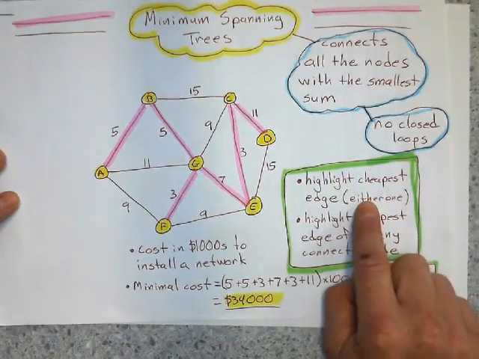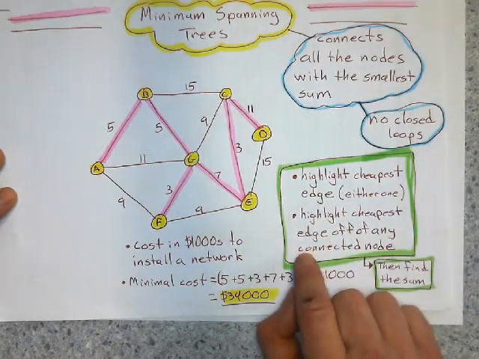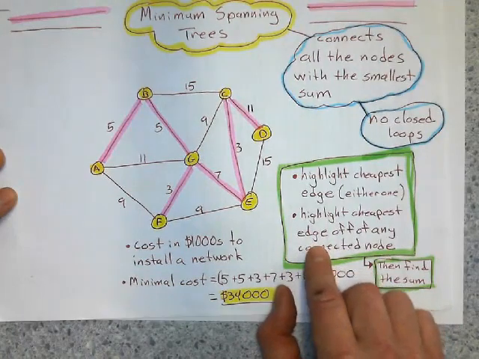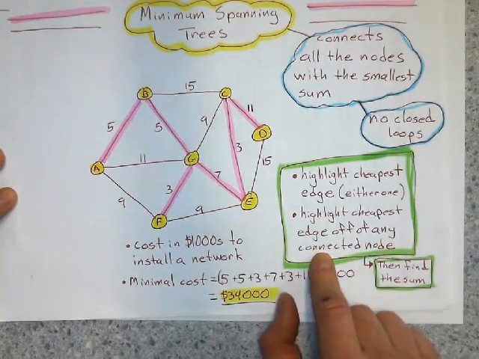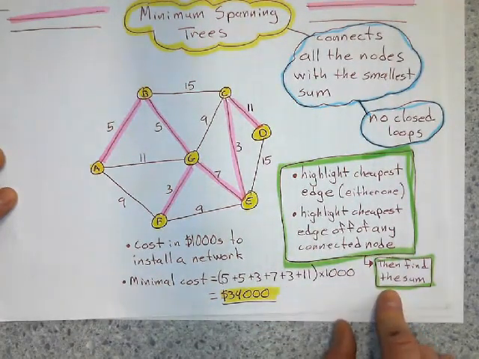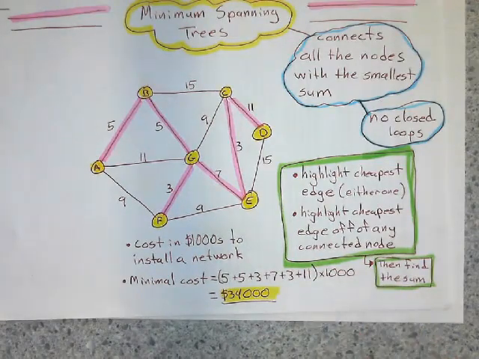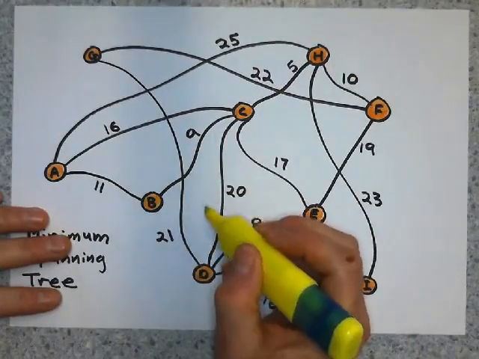And how I'm going to do this is I'm going to look at all the edges, highlight the cheapest one, and then when that edge is highlighted, I'm going to look at the nodes that highlights, and I'm going to connect the cheapest edge from there. I continue that until I have all the nodes connected, and then I add up each edge, each value. Okay, so let's use Prim's algorithm to figure this one out.